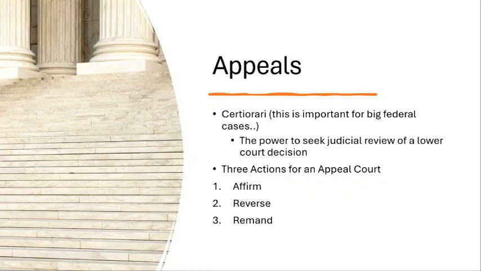So, another thing to remember is that when a decision is made, a guilty verdict happens, it is a constitutional right of a defendant to appeal their case, where they ask for certiorari, which is the power to seek judicial review. And if an appeal court does, in fact, take a case, they have 3 possible actions for any appeal. They can affirm, they can reverse, and they can remand.